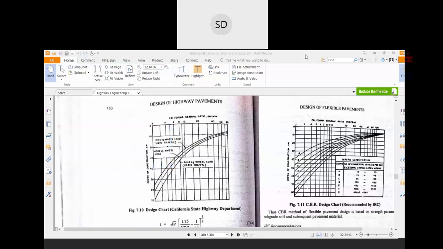Again, I am discussing this. First, you have to find the corresponding CBR line, and find the point where it intersects the curve. This is the point where it intersects the curve. Then you draw a line joining that point to the axis, and the point where it intersects is your total thickness of the pavement. From this you can easily find that the total thickness of the pavement is 38 centimeters. Is it clear?